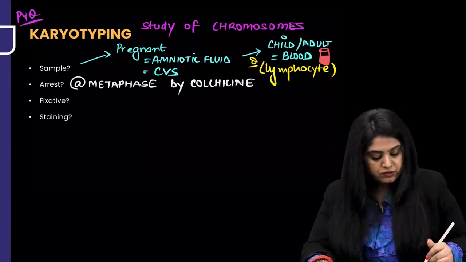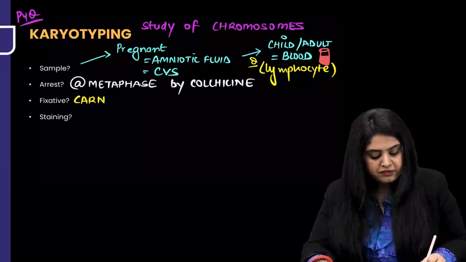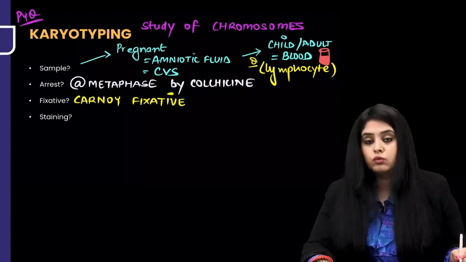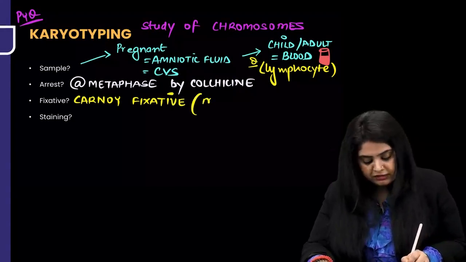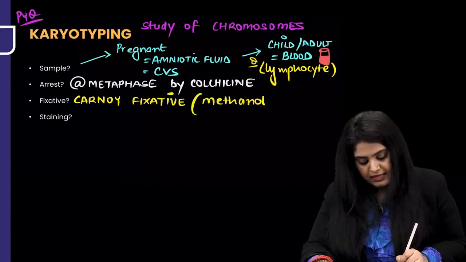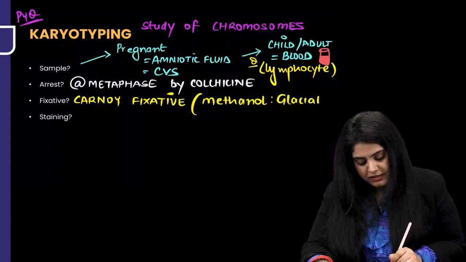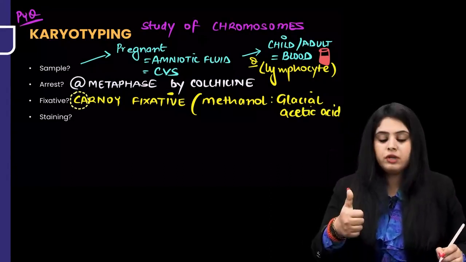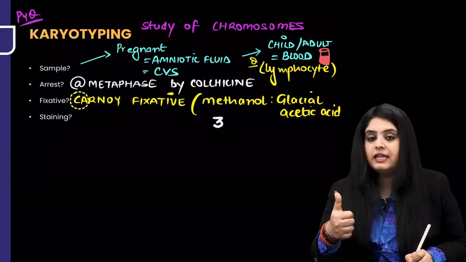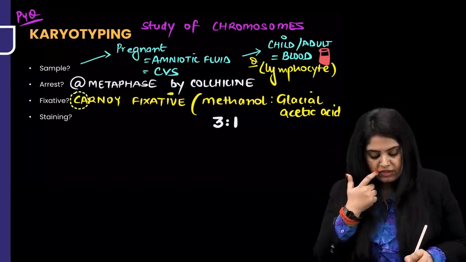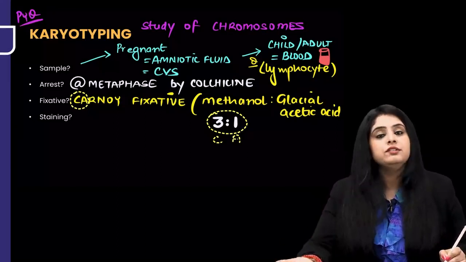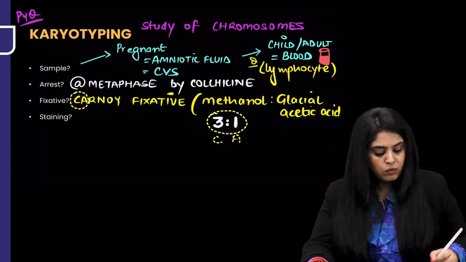Coming to the next, fixative. What fixative do we use? We use the very, very famous Carnoy fixative, and please note that the Carnoy fixative has two things. It has methanol and glacial acetic acid. In how much of a ratio? So look, Carnoy, CA. C is what? The third alphabet. And A is what? The first alphabet. So what shall be the ratio of Carnoy fixative? C and A, 3 and 1, 3:1. How easy.